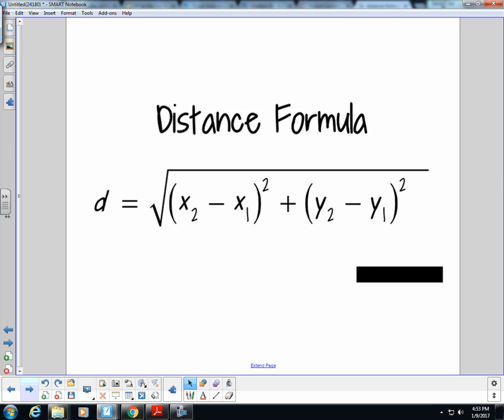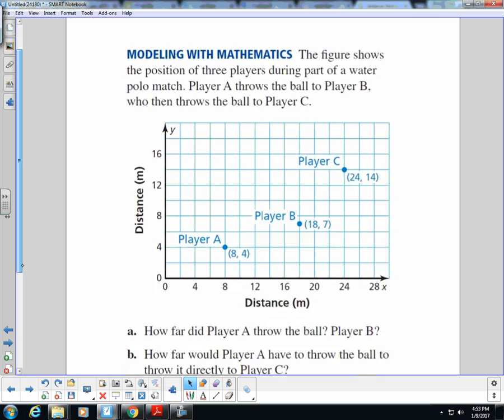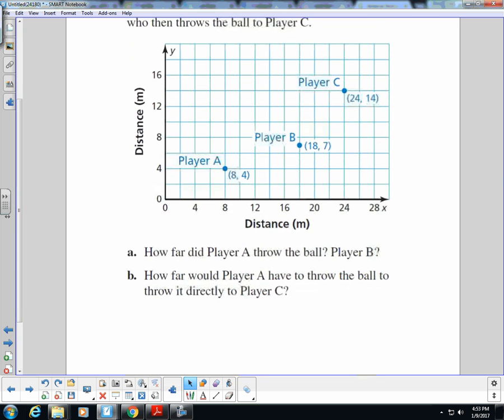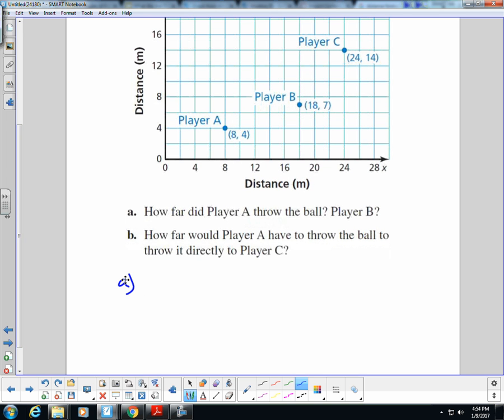Here it is. Okay, the distance between any 2 points on a coordinate plane can be found by taking the difference of the x coordinates, squaring it, and then adding that to the difference of the y coordinates after you square that, and then we're going to take the square root of that whole thing. Okay, so if we go back here, the first question says, how far did player A throw the ball? Player A throws the ball from point A to player B. So the 2 coordinates we're going to deal with for part A here are the 8, 4, because that's where player A is, and then the 18, 7, because that's where player B is.